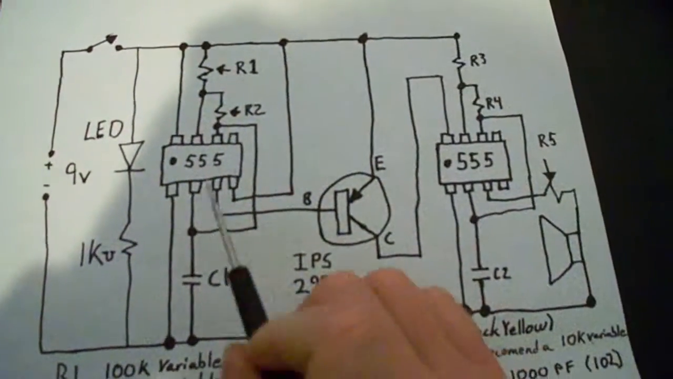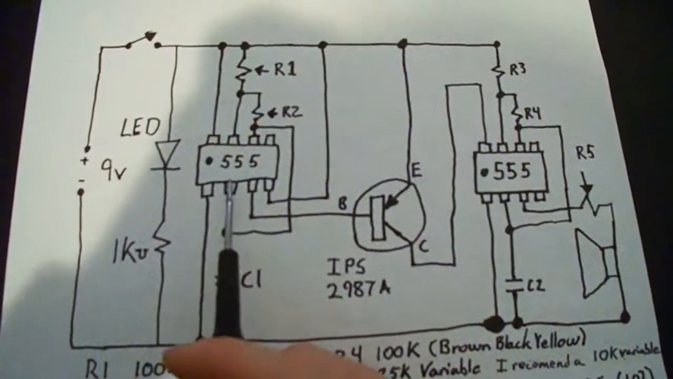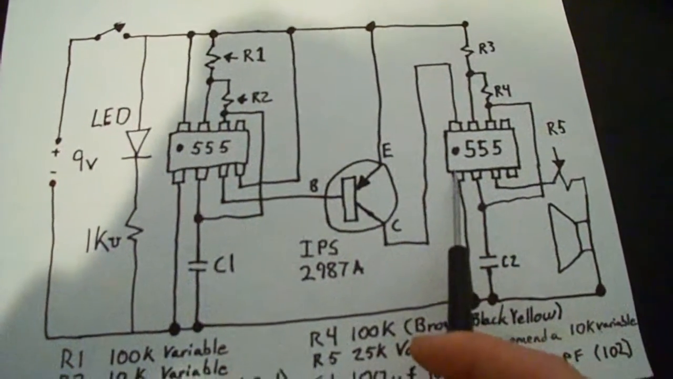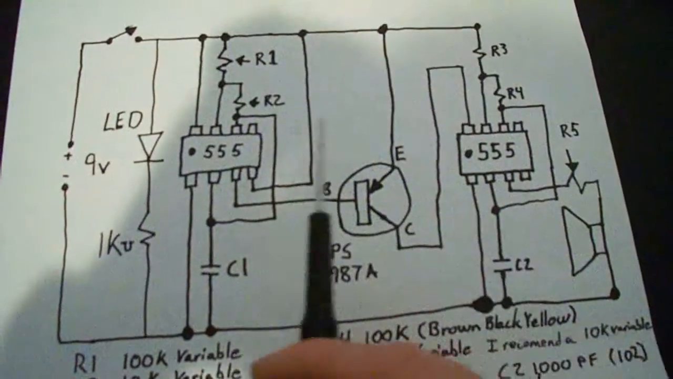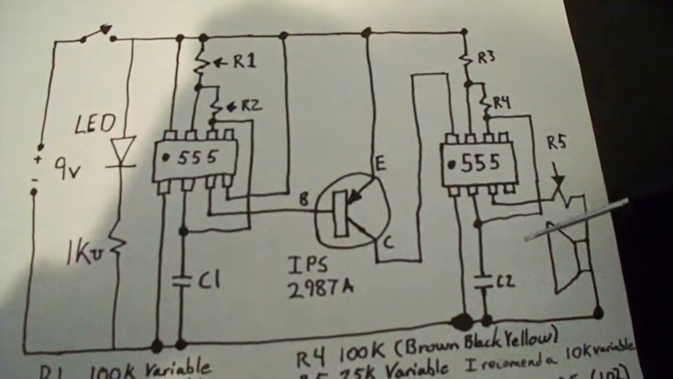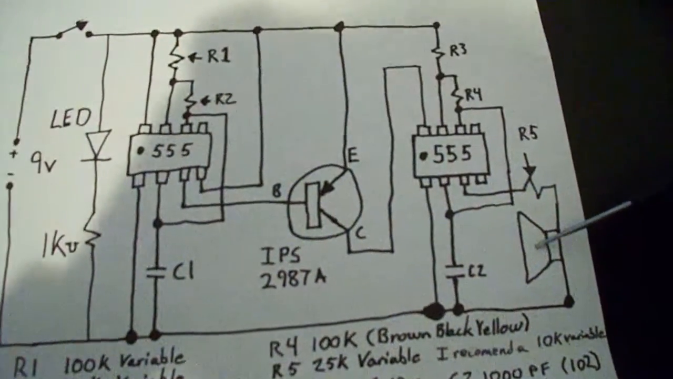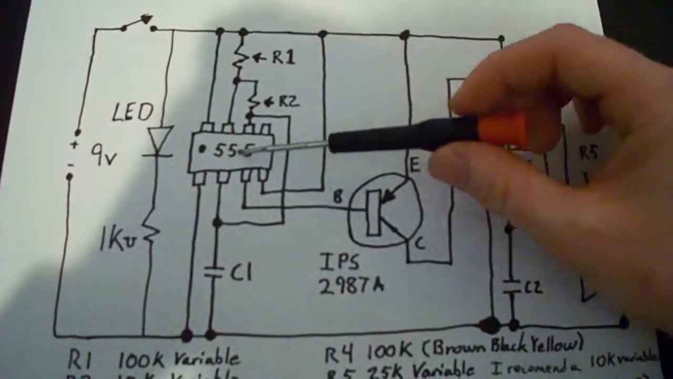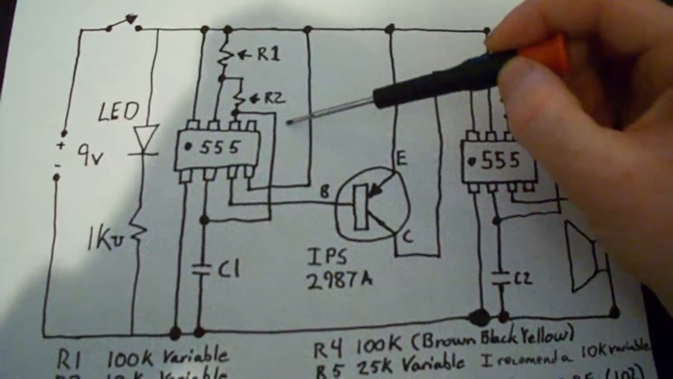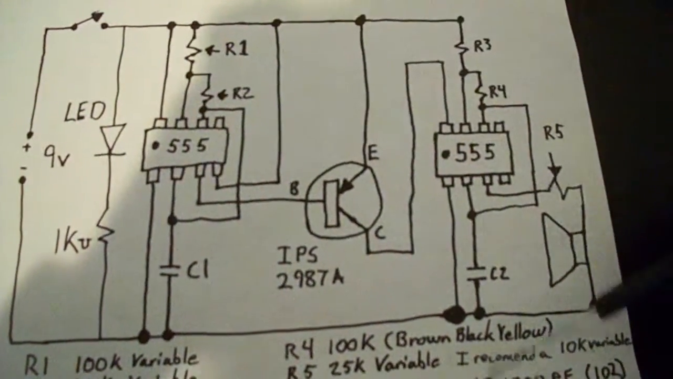Alright, so now we have one 555 timer here which controls through the transistor the power for the second 555 timer. The second 555 timer will create the tone that you're going to hear out of the speaker. The first 555 timer through R1 and R2 will control the pause and the duration of the tone.